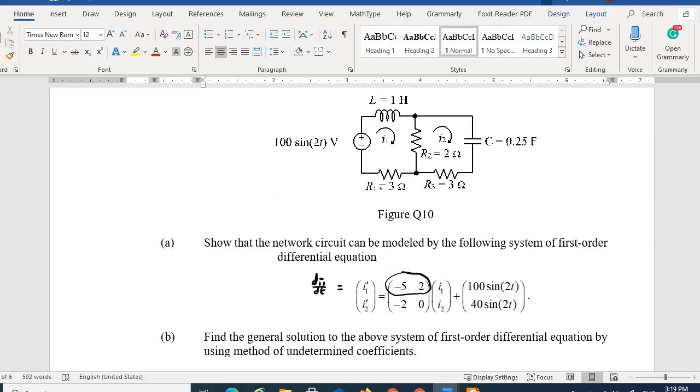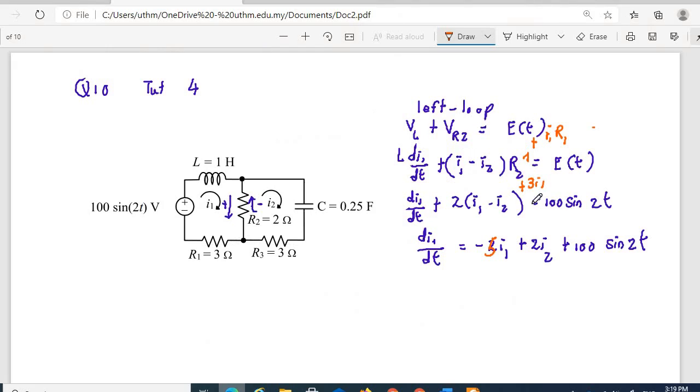This is a 2 by 2 matrix. This is 2 by 1. So the result is a 2 by 1 matrix, where you take the first row times the first column: negative 5 times I1 plus 2 times I2, so negative 5 I1 plus 2 I2 plus 100 sin 2t, which is here. dI1/dt equals negative 5 I1 plus 2 I2 plus 100 sin 2t. This is the first equation.